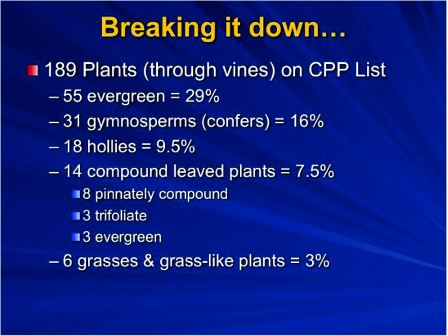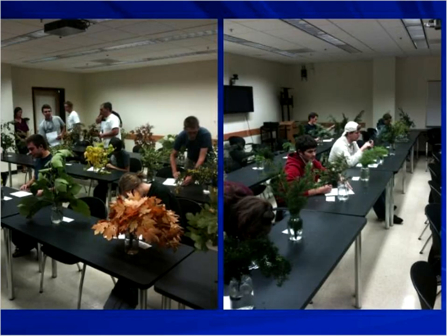And then I've got 6 grasses and grass-like plants making up only 3% of the CPP list of 189 plants. So when I approach my students in this way, I seemingly get positive feedback from them because they feel like up front that this is a more manageable task and that they're more easily able to tackle it, as opposed to thinking, oh my goodness, it could be one of hundreds or one of thousands. If you break it down smaller, it has positive reinforcement and it's easier for someone to tackle this object. So this is kind of my approach for my students at least. So I hope to maybe give that as an option to you as well.